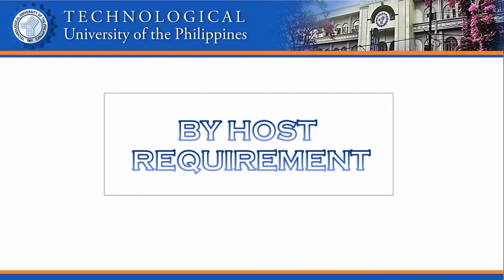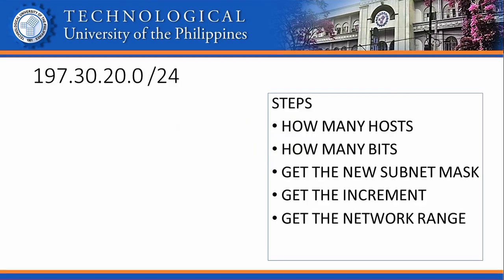Okay, for our next topic, it is subnetting by host requirement. Actually, yung steps natin in subnetting by network requirement is the same by host requirement. Ang pinagkaiba lang nila is getting the new subnet mask. No? They have different formula. So, para makita natin yung difference nila, let's proceed na agad sa examples. By looking at this IP address, 197.30.20.0/24, and what class it belongs? Class C IP address, no?